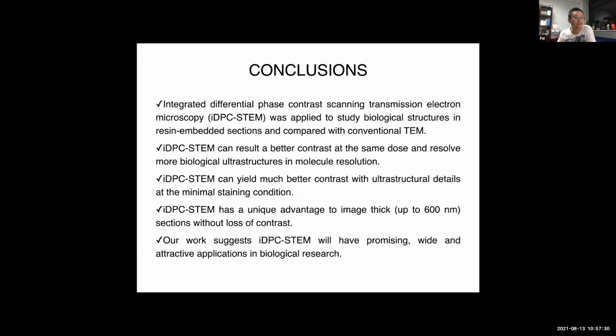And in our study, we investigated the potential application of RTP STEM in biological applications. And we proved RTP STEM can result in a better contrast at the same dose and resolve more biological ultrastructure at molecular resolution. It is also suitable for biological sections with a minimum staining condition. And also it has a unique advantage to image thicker sections without loss of contrast.